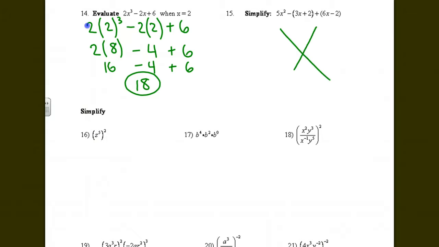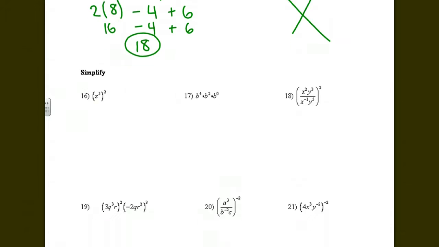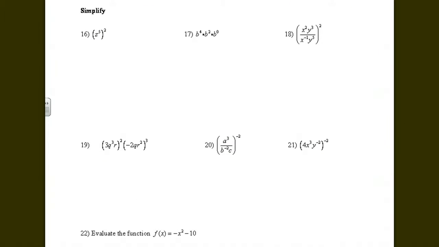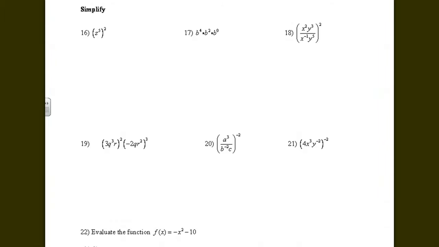15 we skipped on this quiz, so we'll jump down to 16. All right, 16 we start getting into the properties. And here we have a power to a power, so if I have z to the 5th squared, remember that means z to the 5th times z to the 5th, which is a total of 10 factors of z. So remember, a power to a power, z to the 5th squared, 5 times 2 is 10.